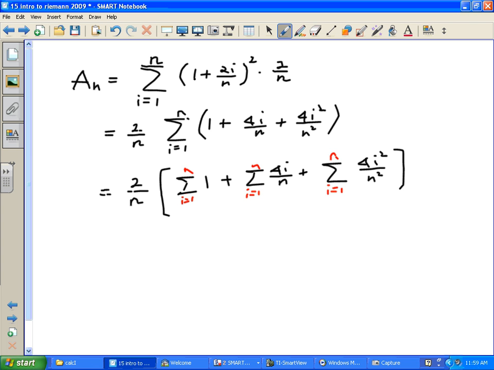Now let's simplify it. This time I'm going to factor things outside of the summation sign. If something does not depend on i, it can be factored outside. By the way, summation of 1 is going to be just n. Remember, for a constant, you multiply with the upper limit, that constant. The next one, take out 4 over n. Okay, inside you're going to have summation of i from 1 to n, and take out 4 over n squared. Inside you have summation of i squared. In each case, i from 1 to n.